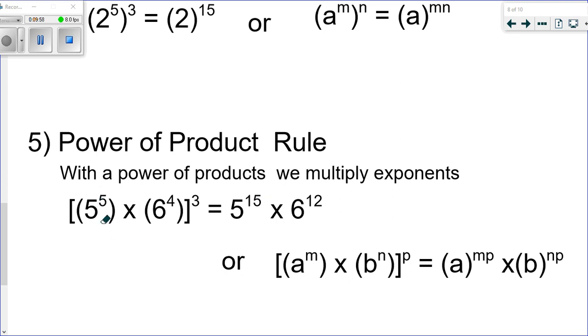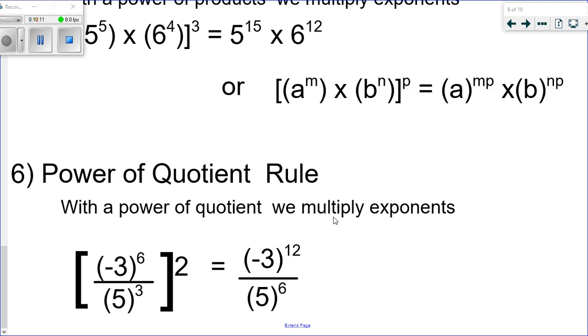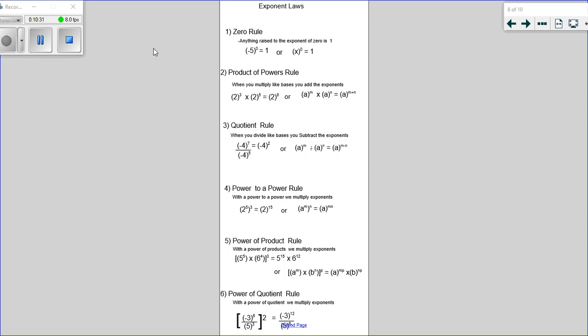If the bases are different, here, 5 to the 5th times 6 to the 4th, all raised to the exponent of 3. The 3 goes inside to each exponent, so this becomes 5 to the 15th times 6 to the 12th. The power quotient rule, when we divide bases here, if we have a power to the quotient, we distribute the exponent to both the top and the bottom. So this becomes a negative 3 to the 12th divided by 5 to the 6th. Please study these, be able to apply these rules for your test.